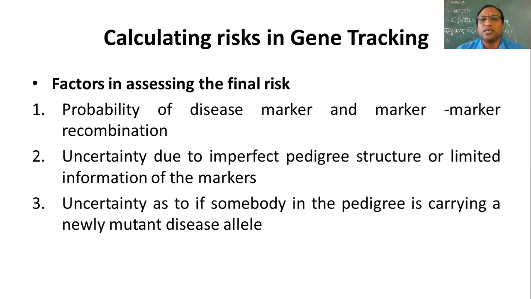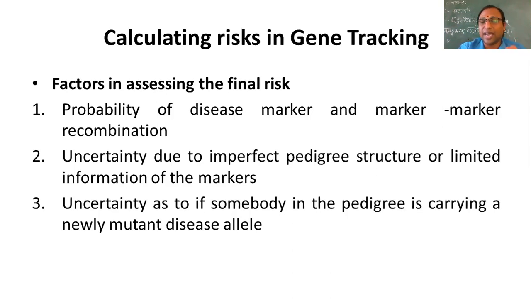If you see the factors in assessing the final risk, there is the probability of disease markers and marker recombination, then uncertainty due to imperfect pedigree structure or limited information of the markers. Uncertainty means if you don't know the pedigree structure, whether the father is infected, the mother is infected, their whole generation, then it is very difficult to track whether the particular gene is affected or not.